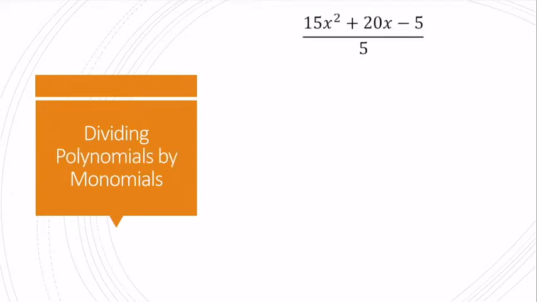So let's go ahead and divide the trinomial 15x squared plus 20x minus 5 by 5, which we're calling our monomial. So that gives me 15x squared over 5, because what I want to do is pull this fraction apart, plus 20x over 5 minus 5 over 5. Well, 15x squared divided by 5 is going to give us 3x squared. 20x divided by 5 is going to give us 4x. And minus 5 divided by 5 is going to give us 1. So we're left with 3x squared plus 4x minus 1.